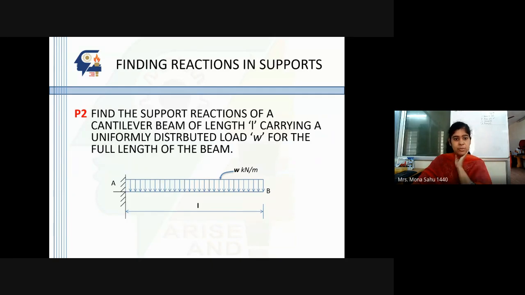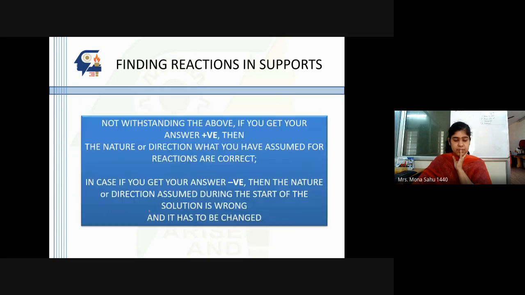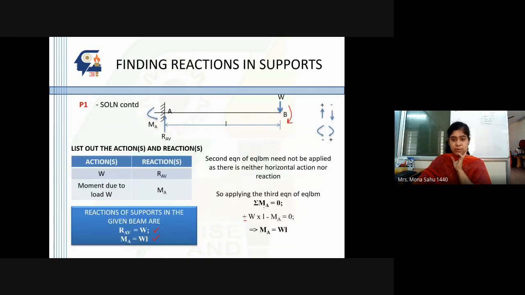The next is uniformly distributed load. For a uniformly distributed load, you will have a reaction force here, and you will have a moment. Why? Because it's a fixed support. Got it? One thing that we need to understand here: we are calculating moment with respect to A. Even if you take moment with respect to B, we will get the same answer. Why are we taking moment with respect to A? Because this MA is unknown. So moment with respect to A is this.